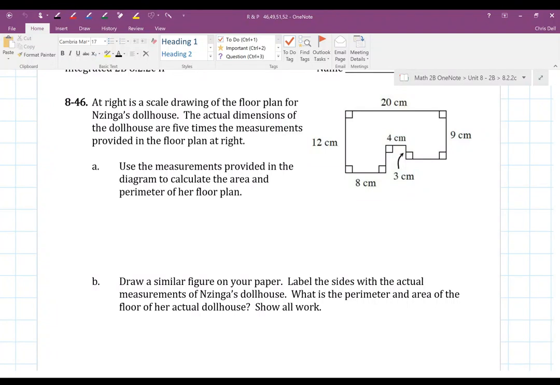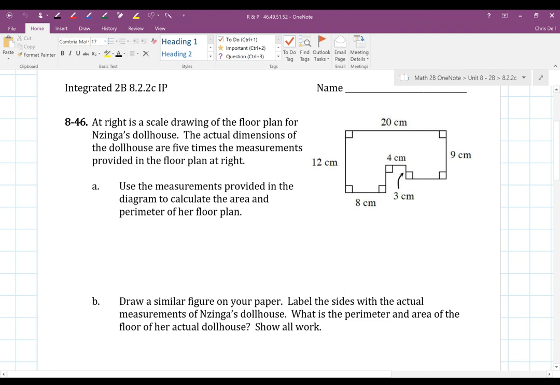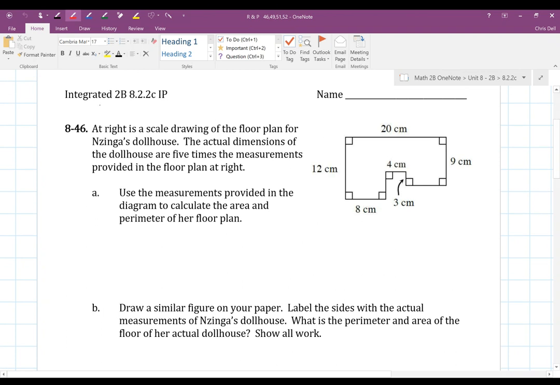We are looking at area and perimeter of composite figure problems in an application format here. This problem is coming from CPM Math, Integrated Math 2, section 8.2.2, number 8-46.